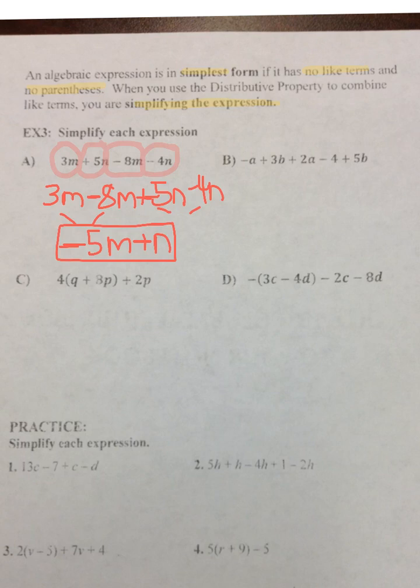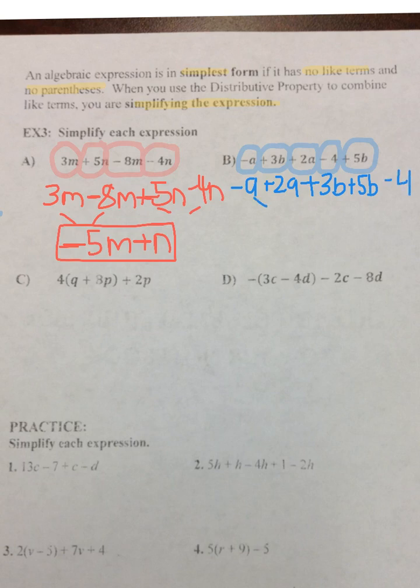B. Start by circling your terms. I have a negative a, positive 3b, positive 2a, a negative 4, and a positive 5b. So first thing I want to do is write my like terms next to each other. So I am going to write negative a, and then I see over here a positive 2a. And then I see a positive 3b that I'm going to write next to a positive 5b, and then I have my constant of negative 4.